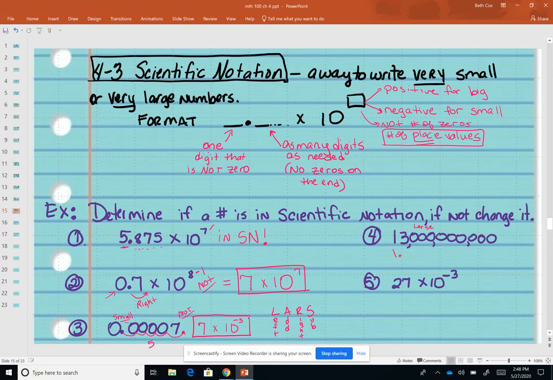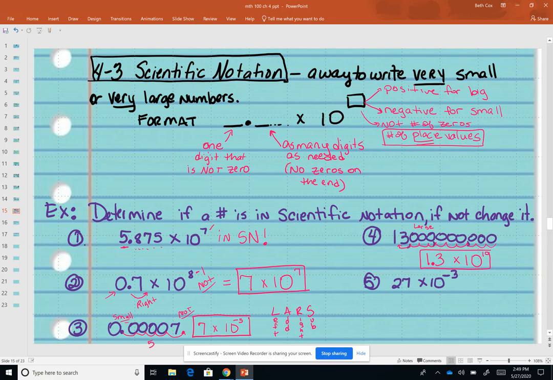So we're going to have 1.3, okay, because the decimal can go here. And we've got a large number. We're going to have a positive exponent. What's our exponent going to be? Well, it's the number of places, not necessarily the number of zeros. So let's count the places. It's 1, 2, 3, 4, 5, 6, 7, 8, 9, 10. So this would be 1.3 times 10 to the 10th power.